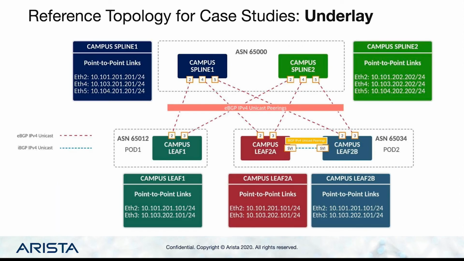For the purpose of this exercise, we are using eBGP peering for underlay and overlay, as well as iBGP peering between the MLAG peers. The reason for iBGP peering is to cover a specific failure condition that might happen in the campus environment, which I'll delve into further today.